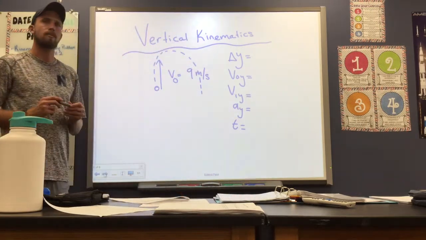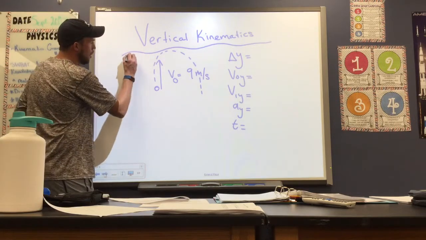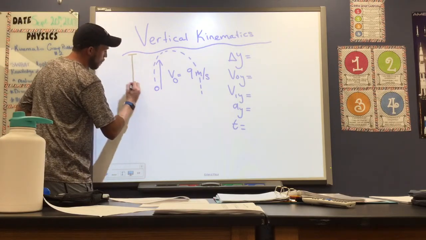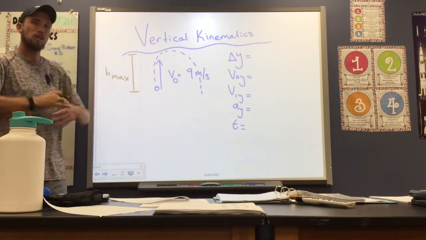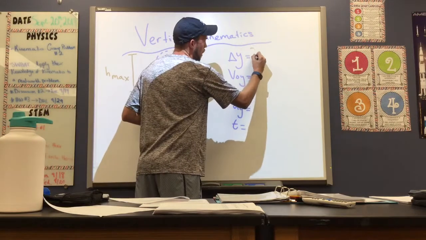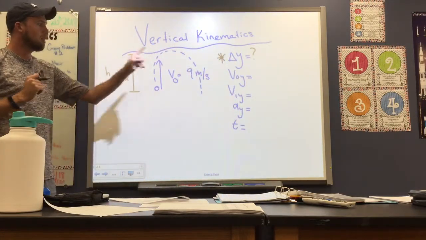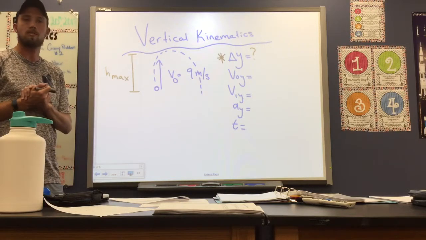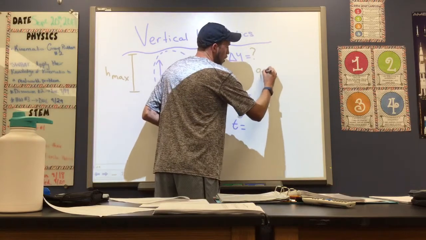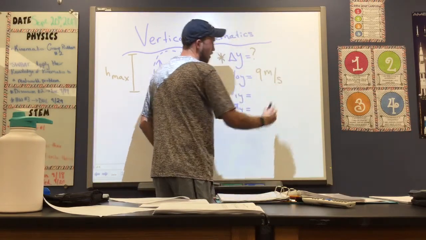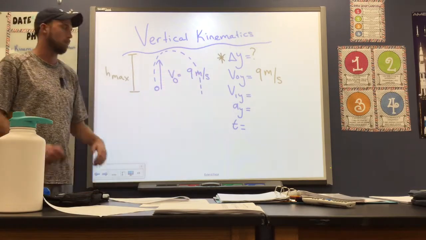Now, delta y. Well, that's my displacement, and that's really what I'm looking for in this scenario. I'm looking for my maximum height from when I launch the ball to when it reaches the peak of its trajectory. So I don't really know my displacement, my delta y, but I am looking for it, so I'm going to put a star by that variable. My next variable is v0, my initial velocity. We're told directly in our problem statement that our initial velocity is 9 meters per second. That's probably going to differ for you, but for me, that is the value I'm given.